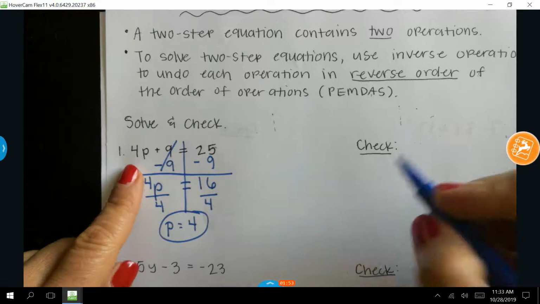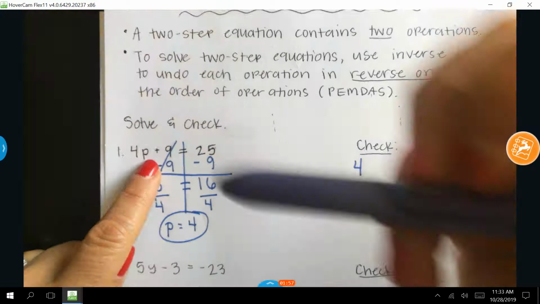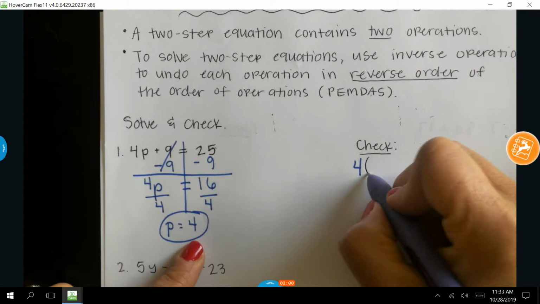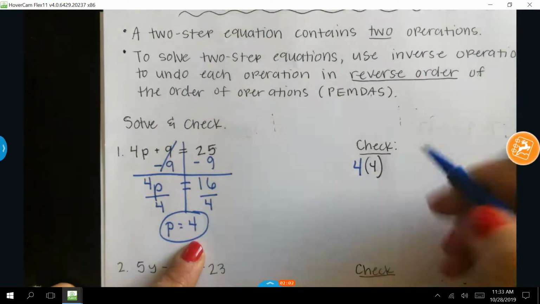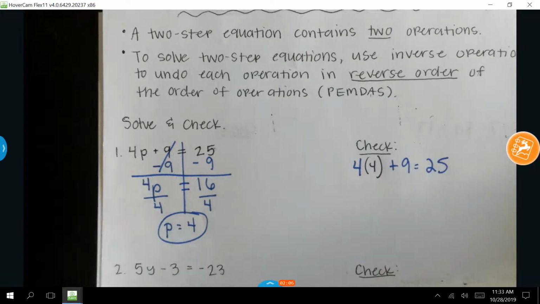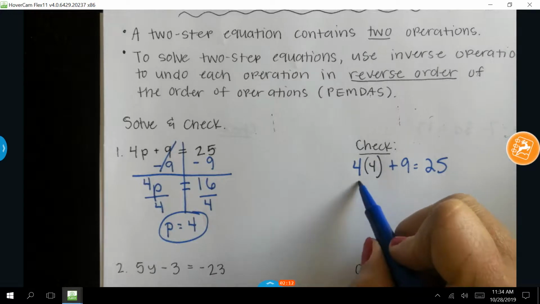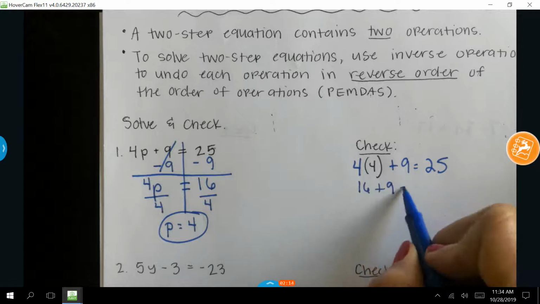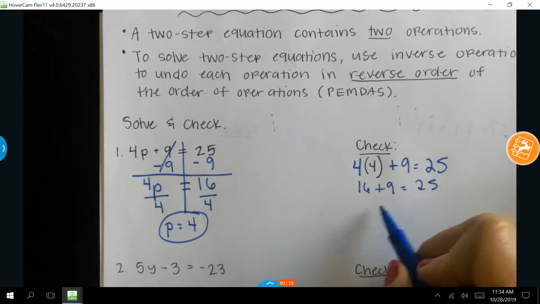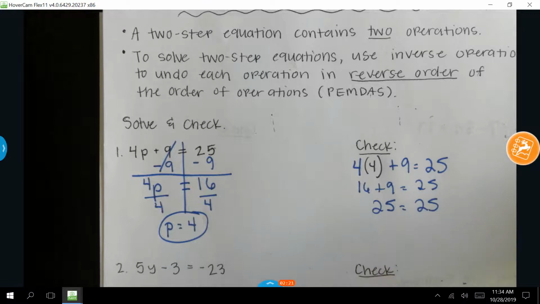So how do we check this? Well, we write the original equation right here, and then instead of the variable, we put 4, so I'm going to put times 4 in there in a different color, so maybe it stands out to you a little bit. And then what is 4 times 4? 16. 16 plus 9. And 16 plus 9 is 25. So make sure you're doing your check, because this is how you figure out whether or not your answer is correct or not.